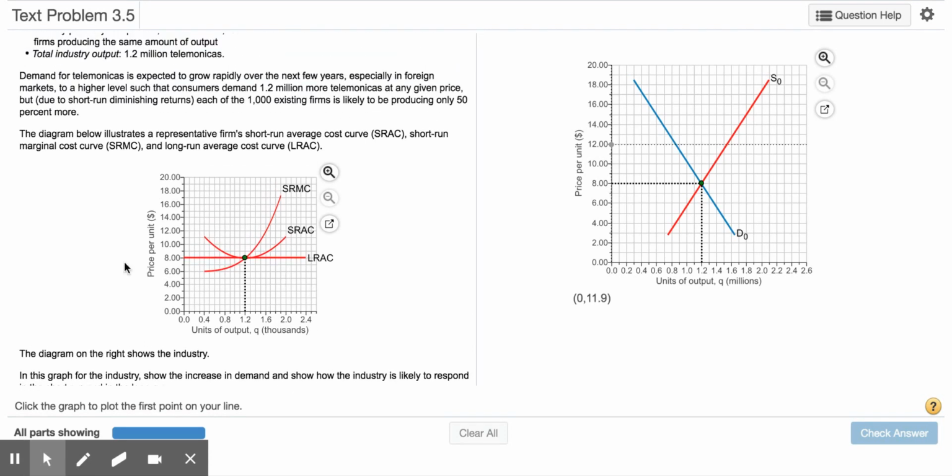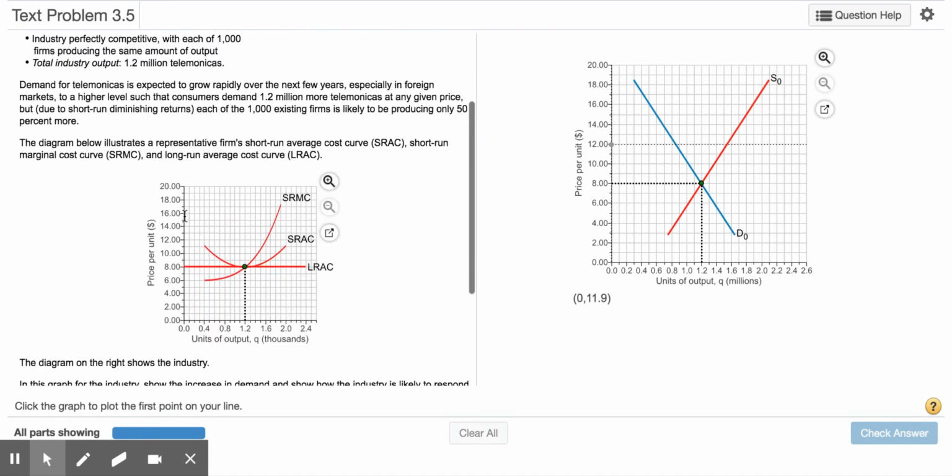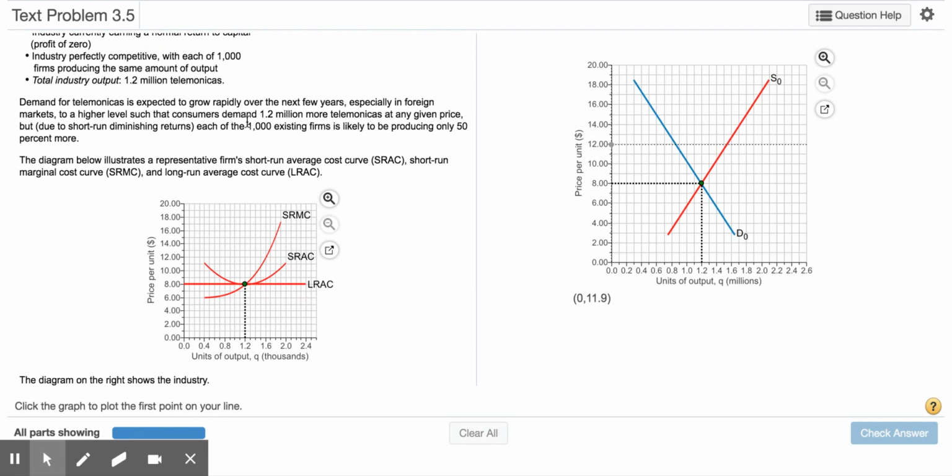With that in mind, the question tells us that consumer demand will be higher for some reason. It will increase by 1.2 million. Current production is 1.2 plus 1.2, so we expect that the demand curve will shift to the right. At the same price, output will be 2.4. To draw the new demand curve, we need another point.